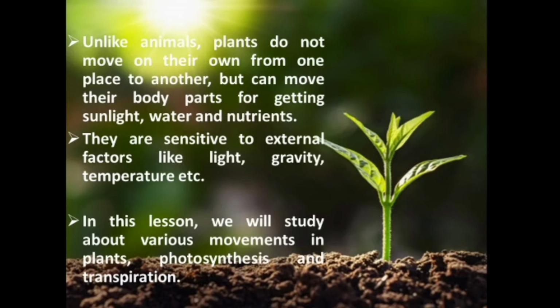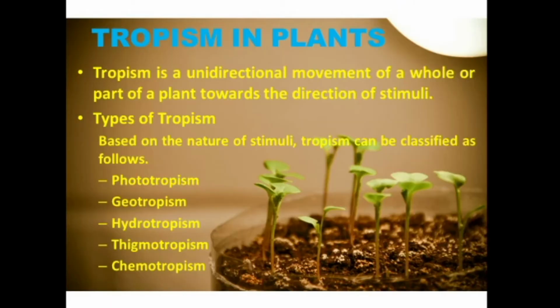In this lesson, we will study various types of movements in plants, photosynthesis and the transpiration process. First, we are going to discuss tropism in plants. Tropism is a unidirectional movement of a whole plant or part of a plant towards the direction of a stimulus. Here, the plant responds by growing towards the direction of the stimulus, either a part of the plant or the entire plant grows towards the stimulus.